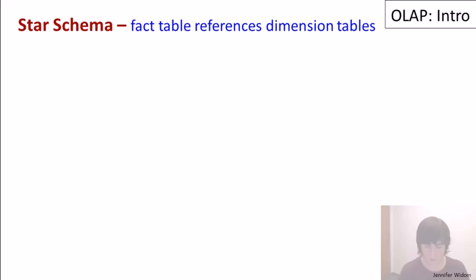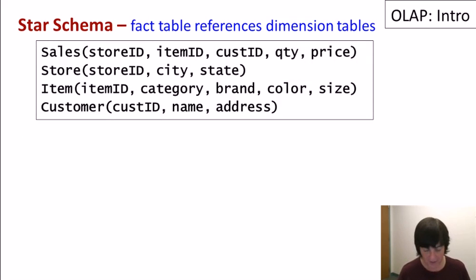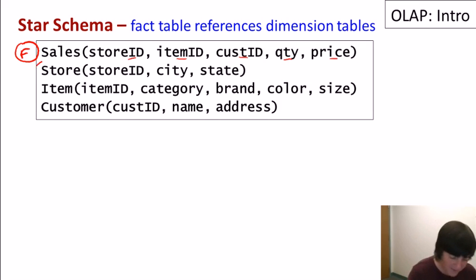Now you might be wondering, why is it called a star schema? It's called that because we have the fact table sort of centrally referencing dimension tables around it. So I'll draw the picture. Let's take a particular example and let's look at the sales domain. So we'll have our fact table here, which will be the sales table, and that will log sales transactions. It'll include the store where the sale was made, the item that was sold, the customer, how many were sold, and the price that was paid. And then the other three tables are the dimension tables.